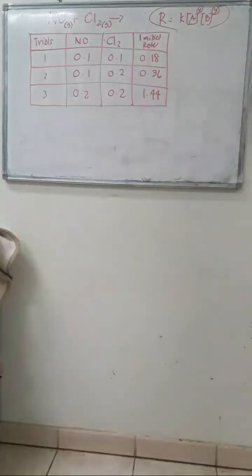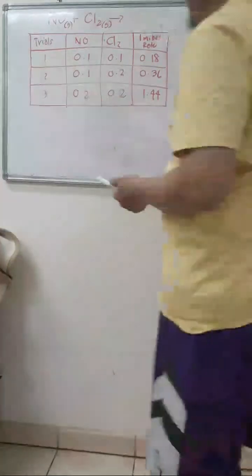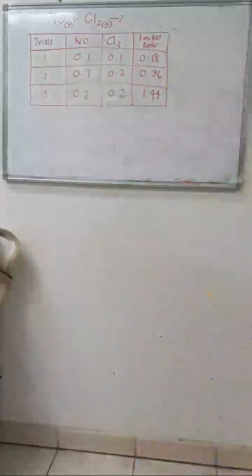Okay, now let's go to the problem. In a chemical reaction of, what do you call this one, nitrogen oxide or nitric oxide, plus chlorine gas. So we don't know yet the products. This is the problem. We need to predict the product.